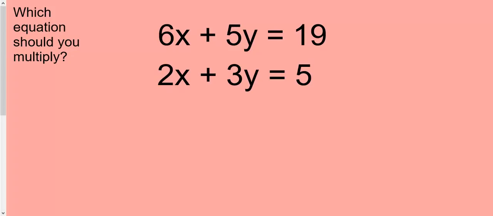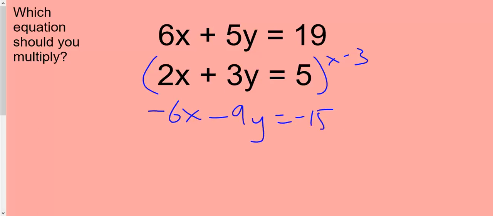Let's see. This one here, if you're looking at the 2 and the 6, the 3 and the 5, I would multiply this bottom one by negative 3. Because then you have negative 6. And again, make sure you multiply each number by that negative 3. Get rid of that equation there. You don't need it. And then you can go ahead and do your elimination.